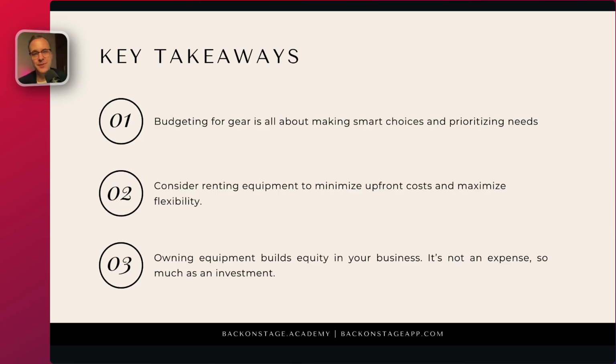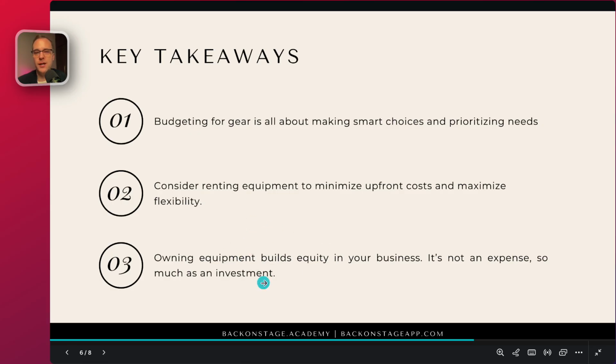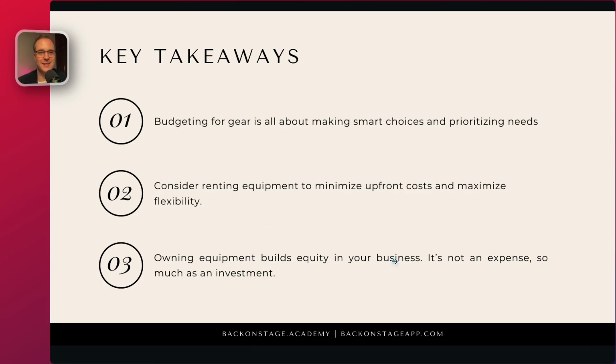All right, key takeaways from this lesson. Budgeting for gear really is all about making smart choices and prioritizing your needs. So go through your current gear inventory and our minimum viable rig list, and do that comparison. Make sure you're prioritizing the stuff you need. Consider renting equipment to minimize upfront costs and maximize flexibility. If you can't find all of the equipment on the minimum viable rig and you want alternatives instead, definitely rent those first. Make sure they are going to meet the bar for you. And of course, owning that equipment will build equity in your business. Not so much an expense as it is an investment.